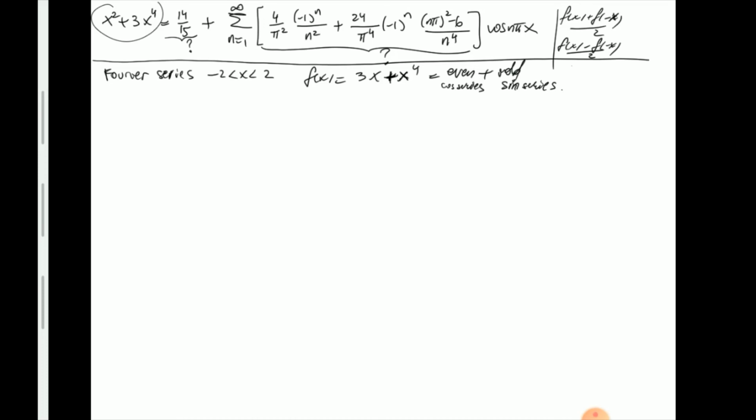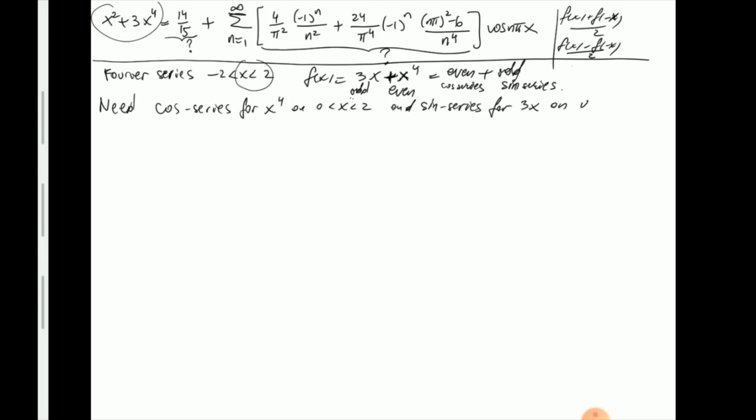And so it should be pretty obvious that x fourth is even and 3x is odd as a function between minus 2 and 2. By the way, when you look at an even part or an odd part, its cosine and sine representation can be taken just on the right half of the interval. So all I need is the cosine series for x fourth on the interval 0, 2. And I'm going to need the sine series for 3x on the same interval, 0, 2.